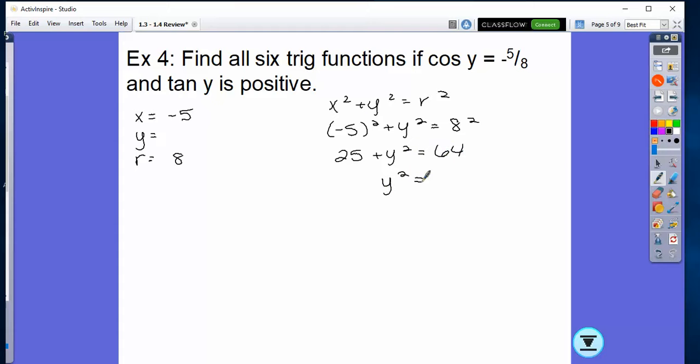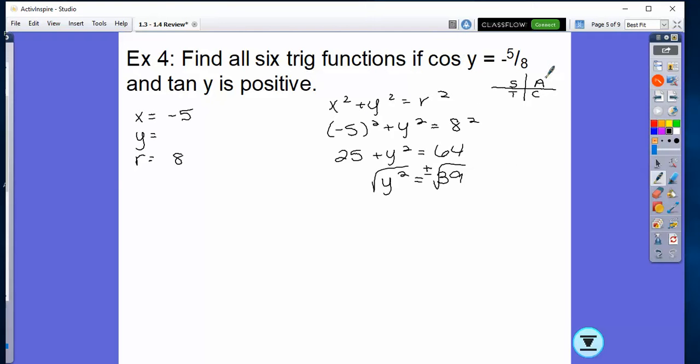Y squared equals 39. When you do the square root, you do plus and minus, and I have to decide which one to pick. So there's a couple ways to think about this. Sometimes I tell you the quadrant. I didn't here, but I gave you enough information to figure it out. Remember, all students take calculus. Cosine was a negative.